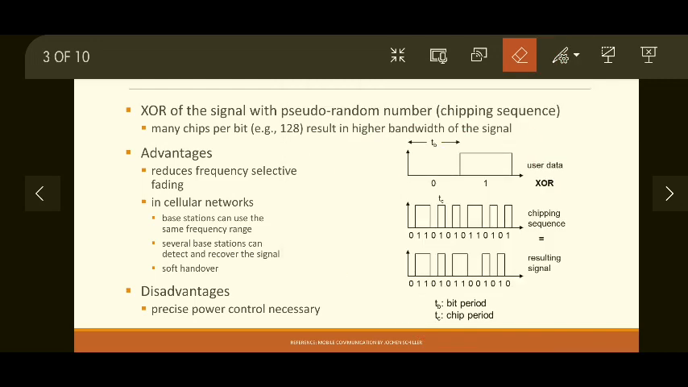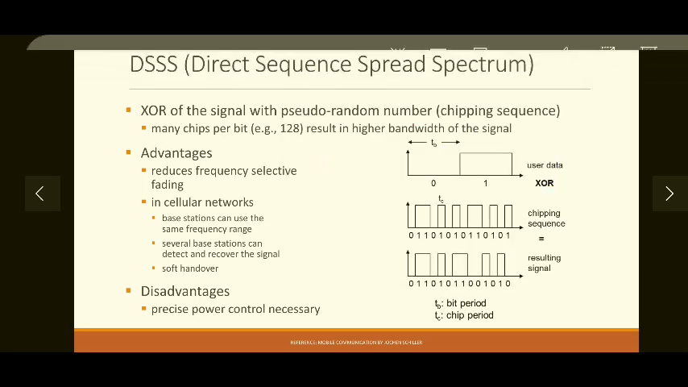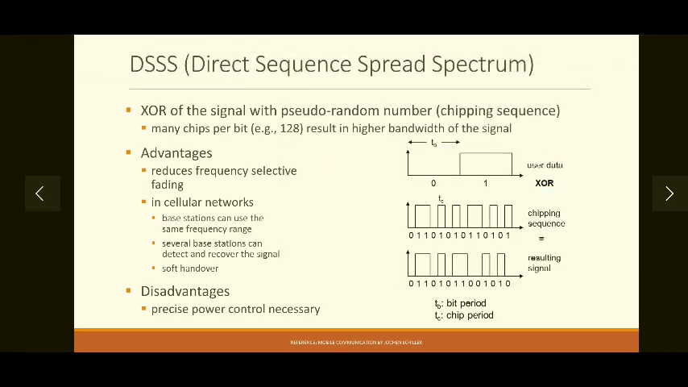We can use as many smaller bits in a chipping sequence as we want. For example, 128 chips per bit will result in a higher bandwidth of a signal. If you want a much larger bandwidth, you can use a much larger chipping sequence. So the resulting spread spectrum signal will have a bandwidth which is dependent on the size of the chipping sequence. So this is a very simple operation which is performed at the transmitter end. Now the advantage of this particular technique is that obviously it reduces frequency selective fading.